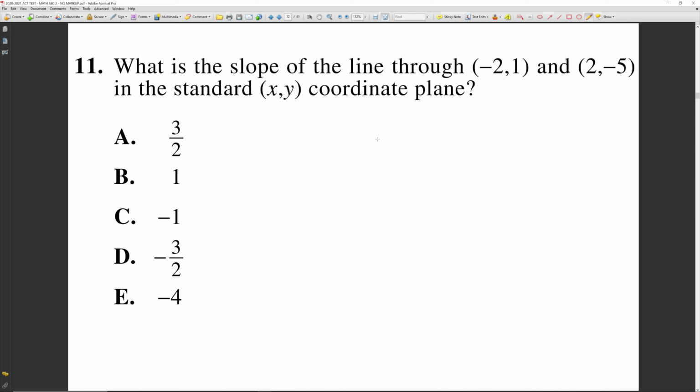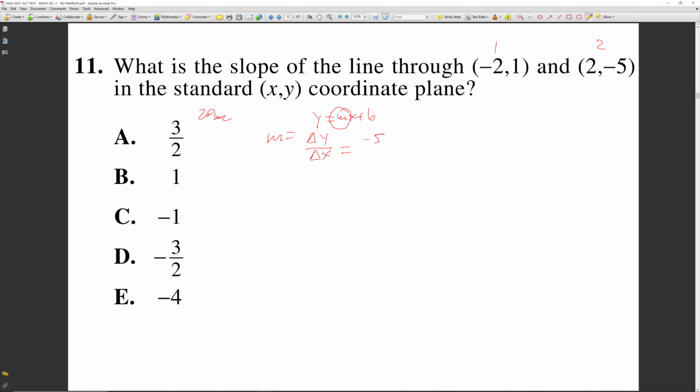What is the slope of a line through (-2, 1) and (2, -5) in a standard XY coordinate plane? This is a slope problem, so in reality this should take about 20 seconds. So we know that slope in y equals mx plus b is equal to the change in y over the change in x. Whatever you pick as point 1 and point 2, you just need to be consistent. So if you pick this as point 2 and this is point 1, you just make sure that it's always 2 minus 1.